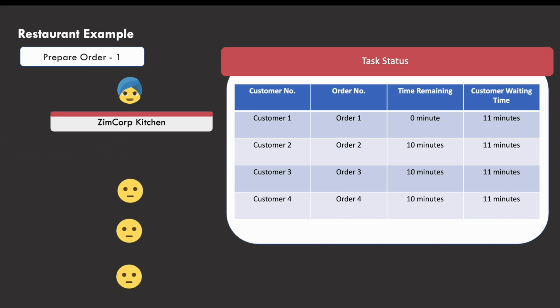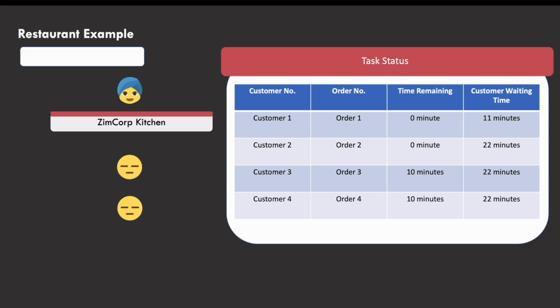So customer 1 leaves, and now the chef begins to take order number 2. In this case, customer 2, 3, and 4 also end up waiting for 12 minutes because it again takes 1 minute to take the order. Then the chef prepares order number 2, and order number 2 has been finished. It took 10 minutes and 10 minutes has been added to the waiting time of all 3 customers, right? So now customer 2's order is done. Customer 2 is not that happy, but anyways, customer 2 leaves.